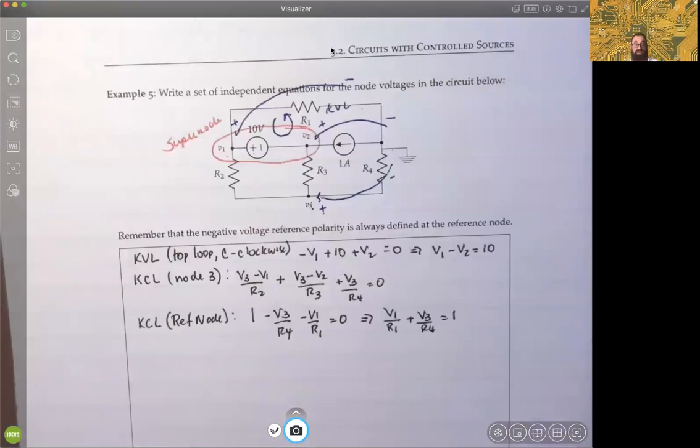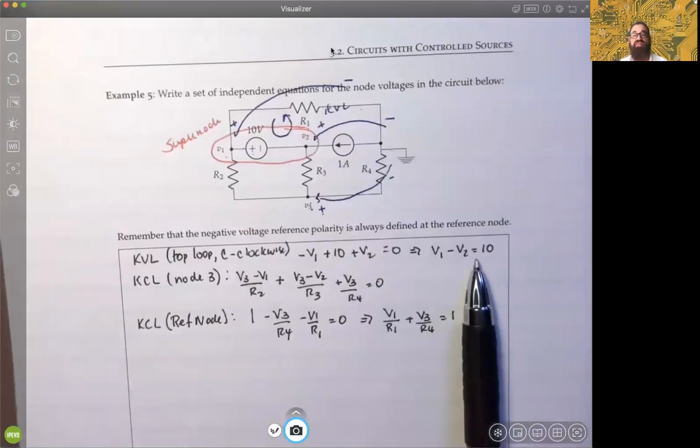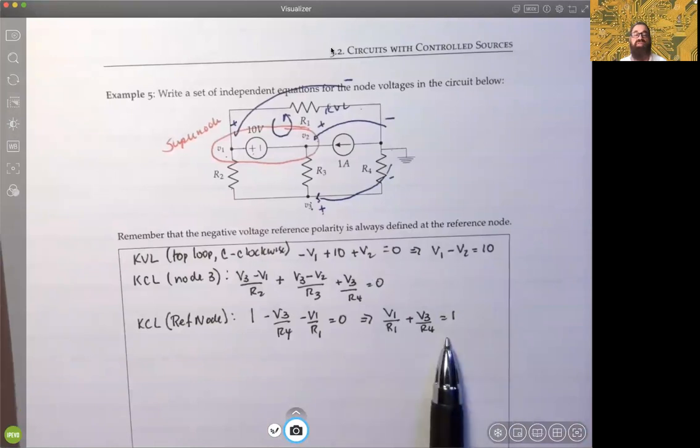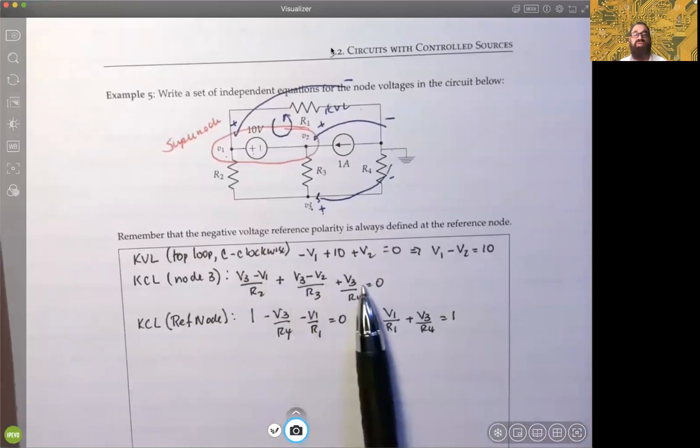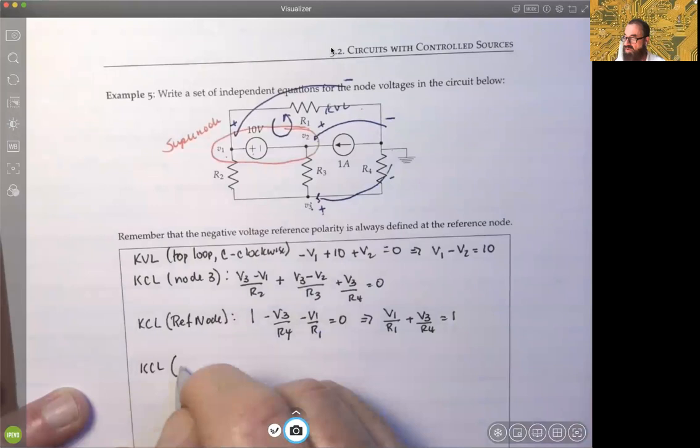Now, technically speaking, we have 3 equations and 3 unknowns. The fact that this only involves V1 and V2 is fine. This only involves V1 and V3, that's okay. But now we get all 3 of them in this one. So we'll see about that in just a second. But let's just go ahead, for the sake of the argument, what would the KCL equation for the supernode be?